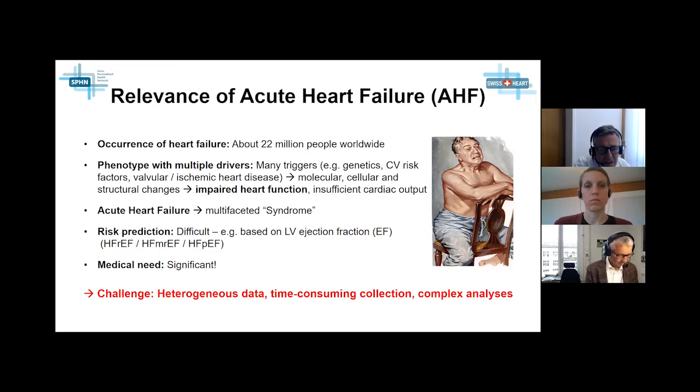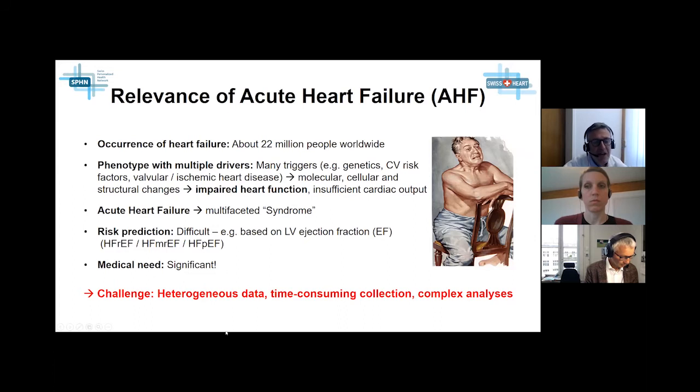The risk prediction is very difficult, as it is a syndrome with many facets. Attempts have been made to base risk prediction on the left ventricular ejection fraction, EF, whether it's reduced, as you can see here, with heart failure with reduced ejection fraction, HFrEF, with a mildly reduced ejection fraction, or with preserved ejection fraction. But risk prediction evidently is still under development and needs to be improved significantly. So there is a great medical need that we can address if we want to understand and treat that better.